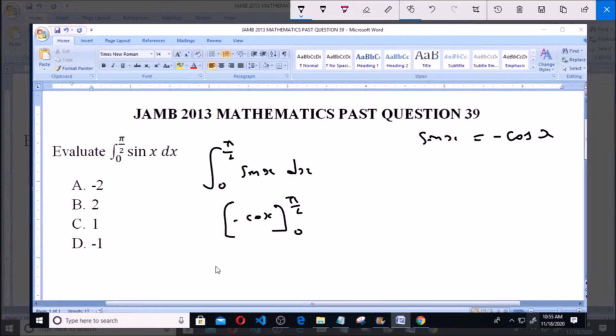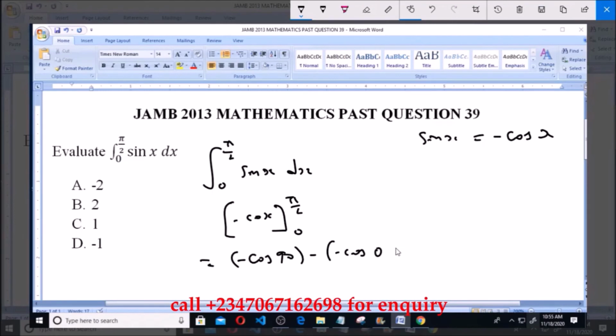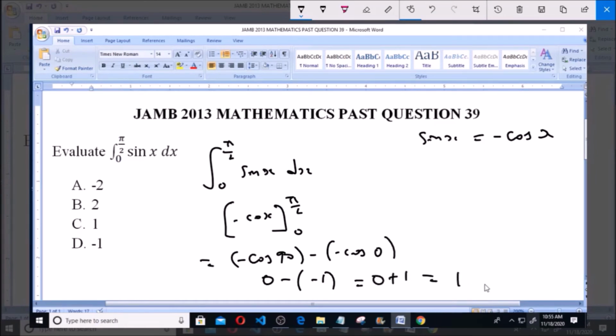So from this expression, this is equal to minus cos. Now pi over 2 simply means 180 over 2, which is 90. So minus cos 90, then minus cos 0. Now minus cos 90 will give us 0, and minus cos 0 will give us minus 1. So this is equal to 0 minus, minus times minus will give us plus 1. That is equal to 1, which is option C.